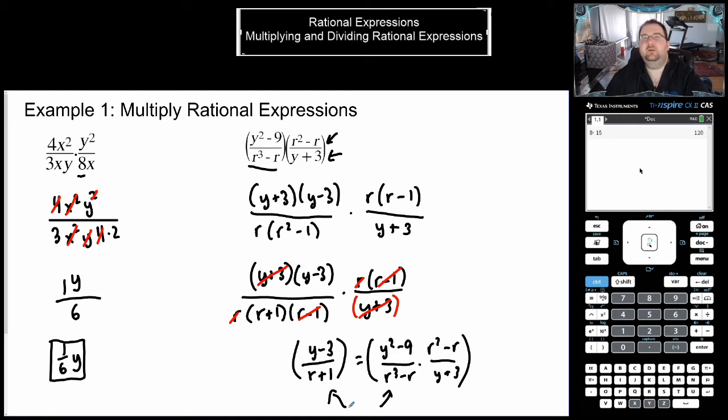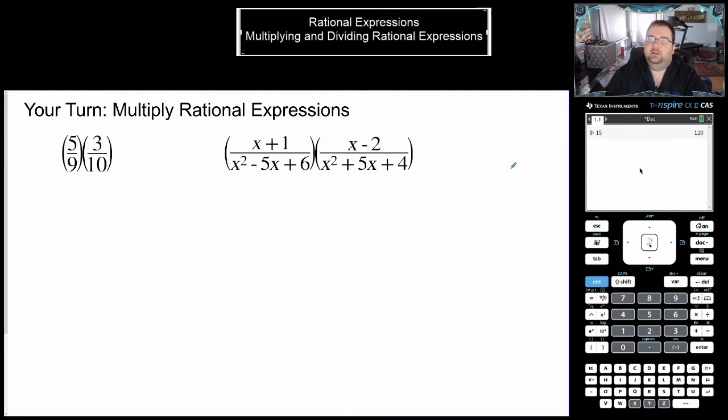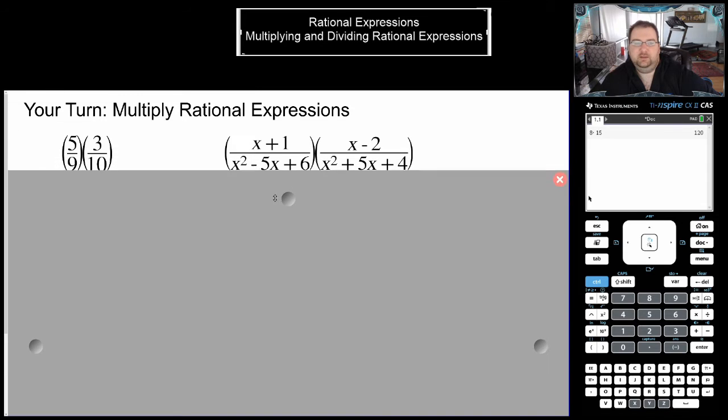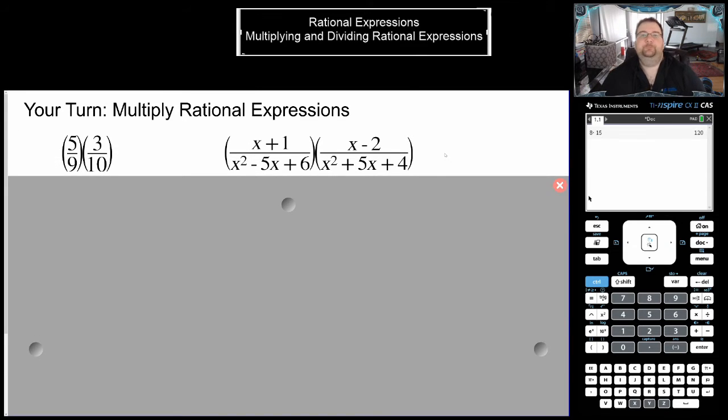So simplifying rational expressions is such an essential skill. Let's have you give this a shot. So try it out. There's two problems for you here. One is significantly easier than the other one. This one you're just multiplying rational numbers. This one you're multiplying rational expressions. On YouTube, pause the video here, work it out, and come back for the solutions.